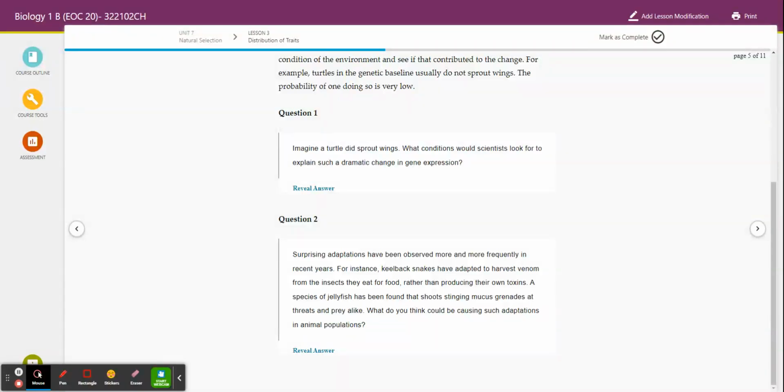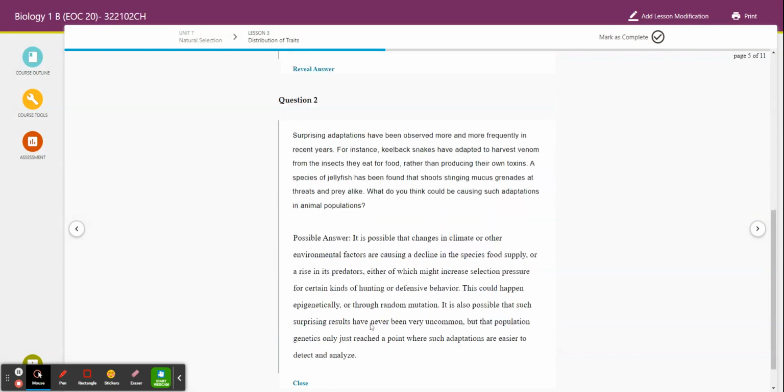Question 2. Surprising adaptations have been observed more and more frequently in recent years. For instance, keelback snakes have adapted to harvest venom from the insects they eat for food, rather than producing their own toxins. A species of jellyfish has been found that shoots stinging mucus grenades at threats and prey alike. What do you think could be causing such adaptations in animal populations?